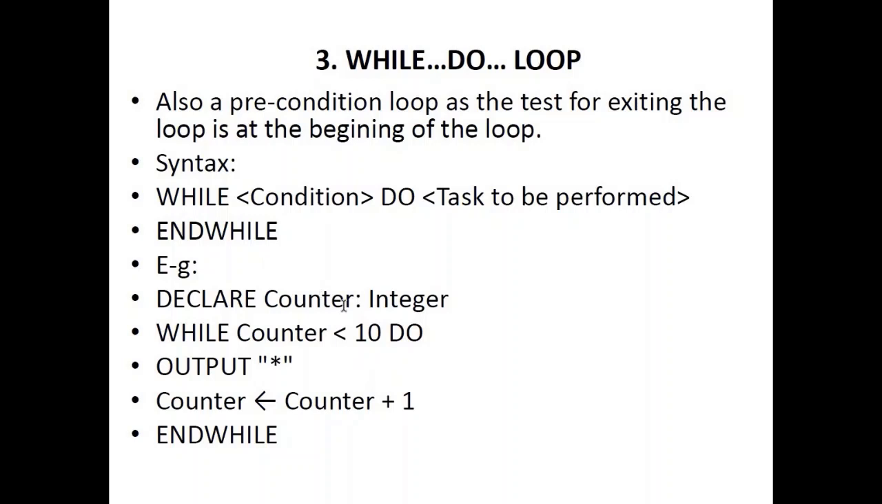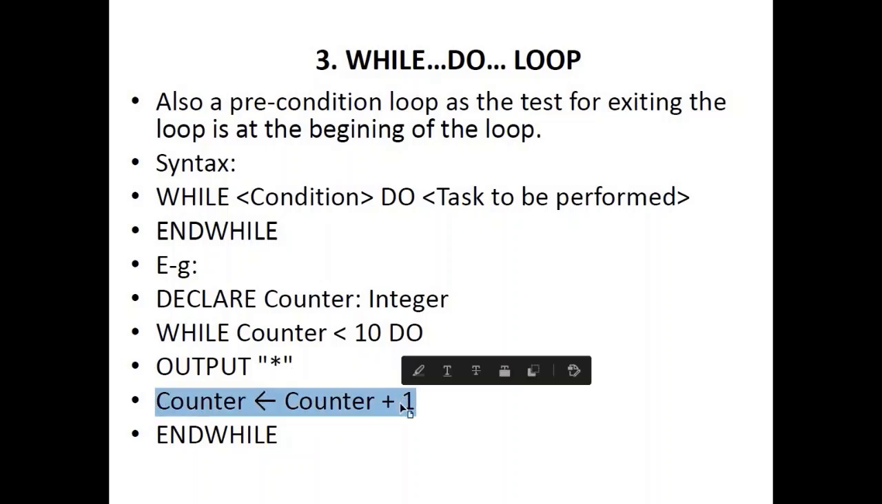Again we are following the same example, printing 10 stars. Declare counter as integer, while counter is less than 10, do: as long as the value of counter has not reached 10, you need to keep on outputting stars. And then what we do, we increment the counter. If we don't do that, then the loop will never end.